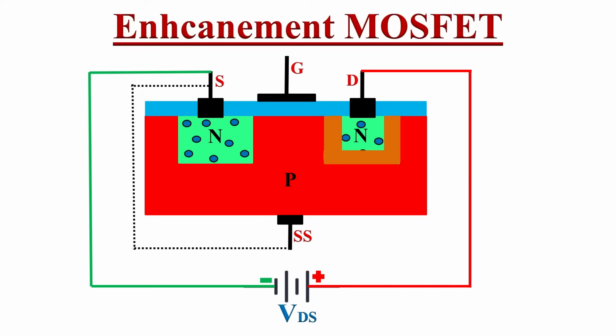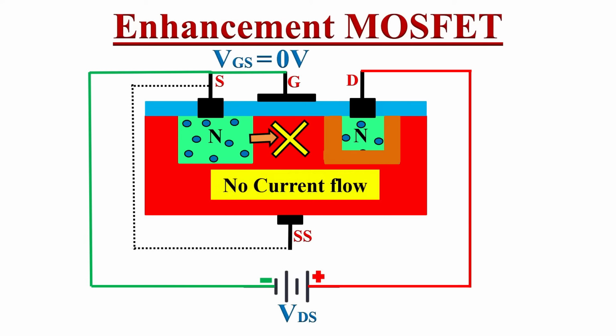Here we haven't applied any voltage at the gate terminal, or we can say that the gate voltage is 0, or we can assume that the gate and source terminals are connected together. So the voltage between gate and source, VGS, is equal to 0. So we can say that at 0 gate voltage, or when VGS equals 0 volts, due to absence of conducting channel between source and drain, there will not be any current flow through this enhancement type MOSFET.